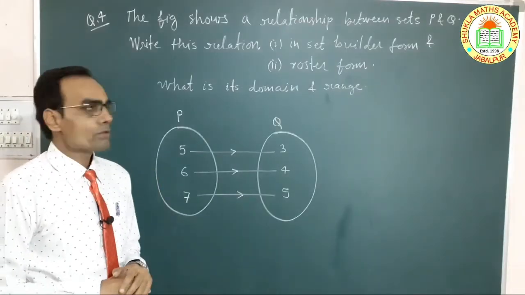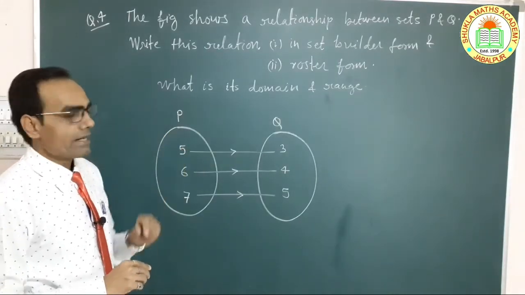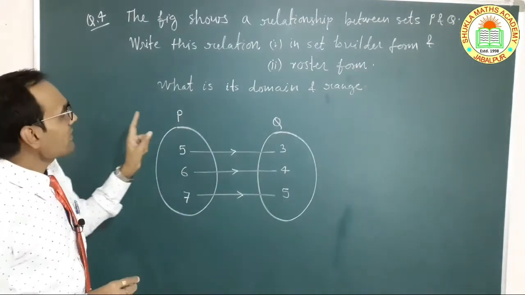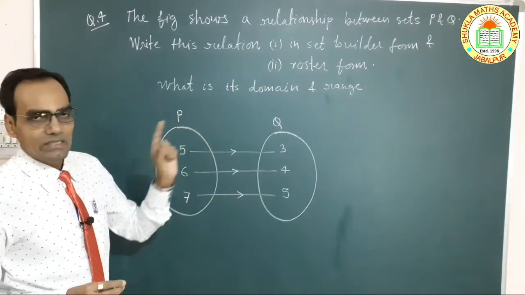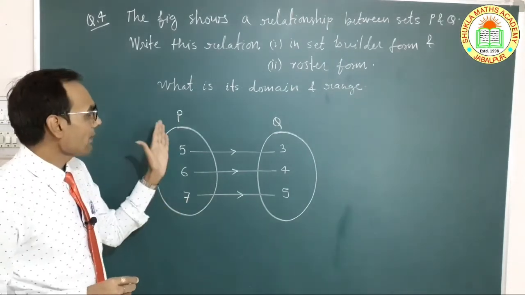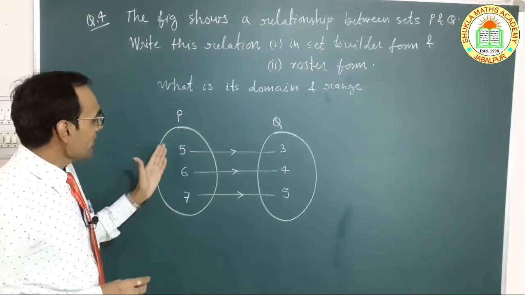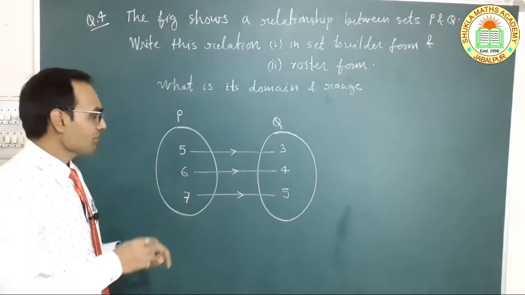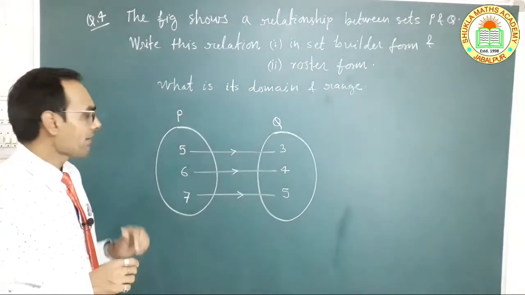4. The figure shows a relationship between sets P and Q. Write this relation. First one is in set builder form and second one is the roster form. We have given the figure and two sets P and Q, and here the relation is given in the arrow form. So first we will find the relation.